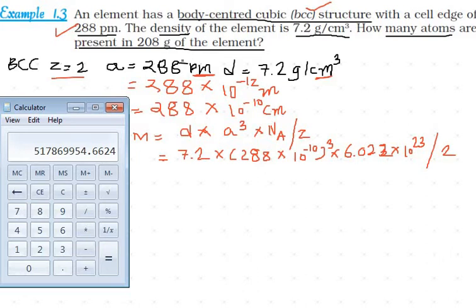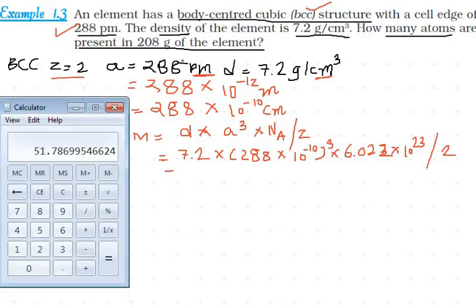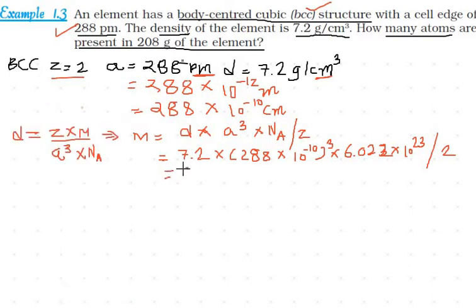Okay. So if I simplify this, it will give me the value which is 51.786. So shall I write this as 51.79, and that will be in atomic mass unit. Okay, so I hope so far there is no problem.